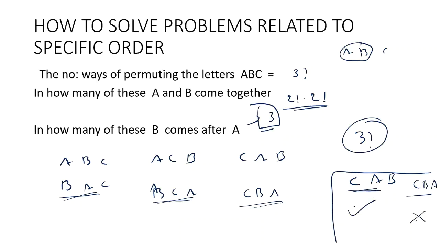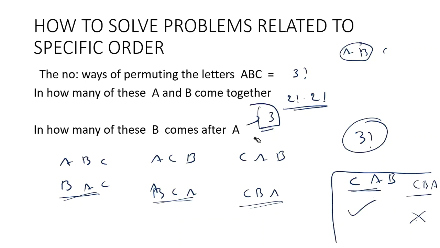So when I ask you to count in how many arrangements A and B come together, these two will count. I have to count these two examples for the second question. Whereas if I want to answer the third question, I am supposed to count only this one, because in this arrangement, B comes before A. Okay, now let us try to answer the third one.